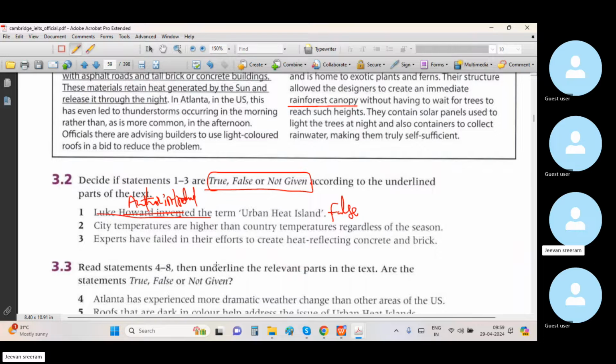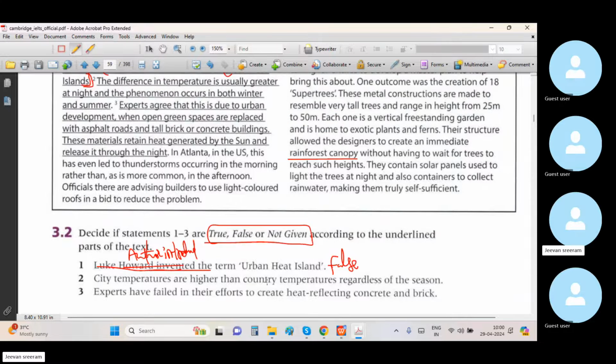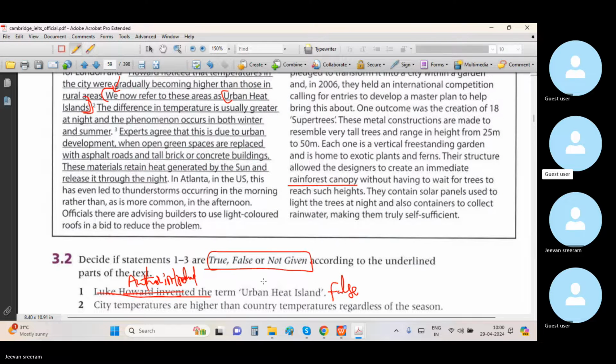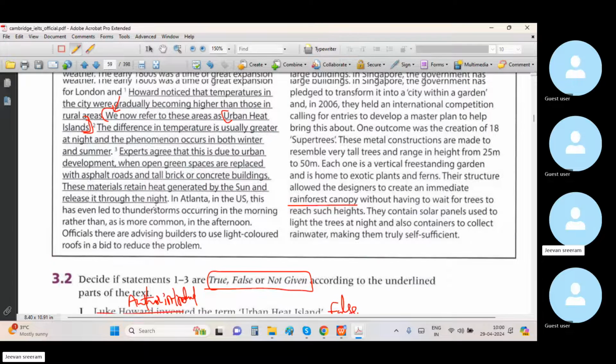Right. False. Second one: city temperatures are higher than country temperatures, regardless of the season. Is it true, false, or not given? True. Where is the proof lying? Here, temperatures are increased because of... City temperatures are higher than country. Country means village, remote. City temperatures are higher than village temperatures. You can clearly see.